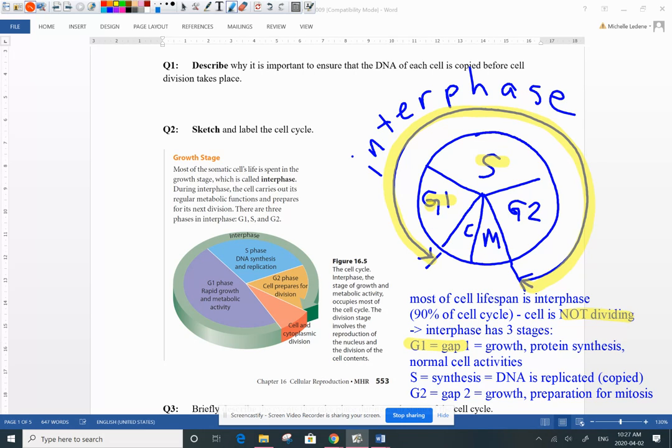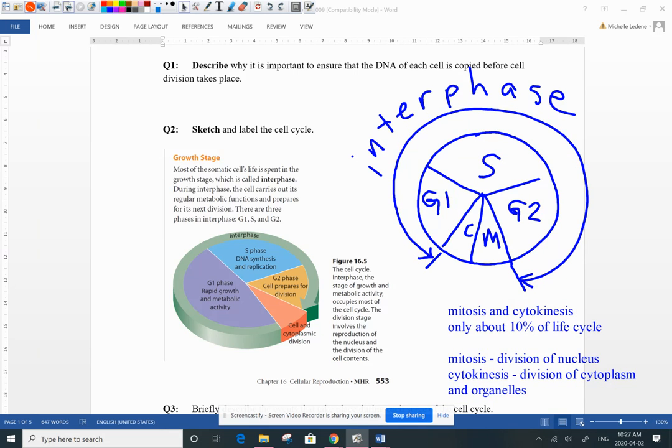And then S, synthesis. This is a super important phase because this is when the DNA of the nucleus is copied, it's replicated, in order that when the cell divides, each of the daughter cells has enough DNA to function. And then again, it doesn't look like the cell's doing anything, but in G2 or Gap 2, the cell's growing, it's preparing for mitosis, the cell division stage. So interphase is very important. Even though it doesn't look like the cell is doing anything, the cell is very busy with a lot of metabolic processes.